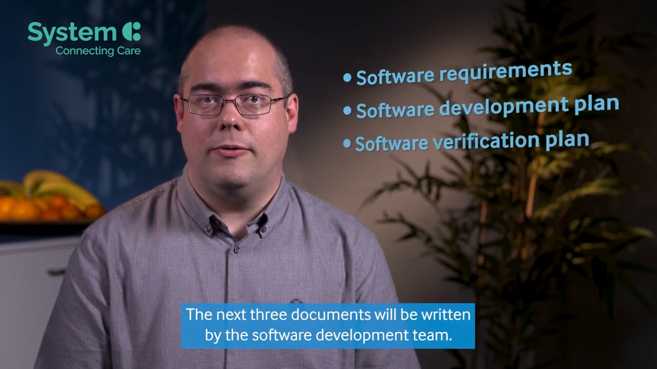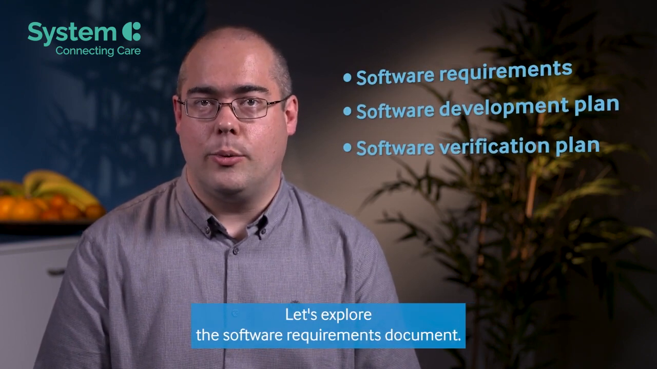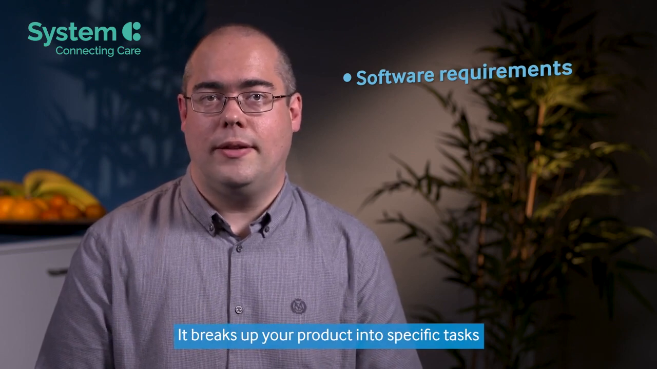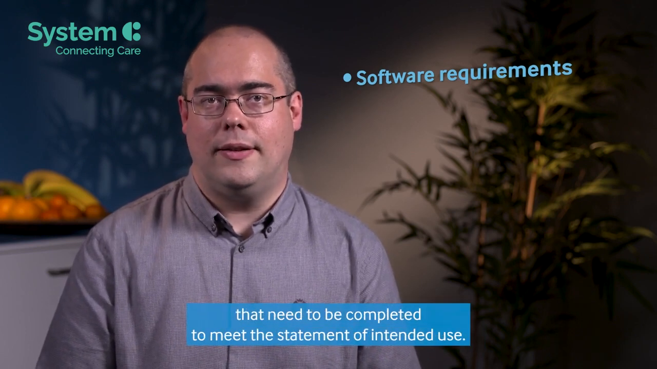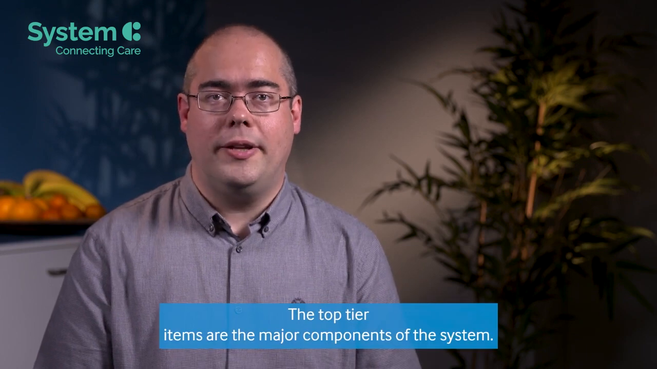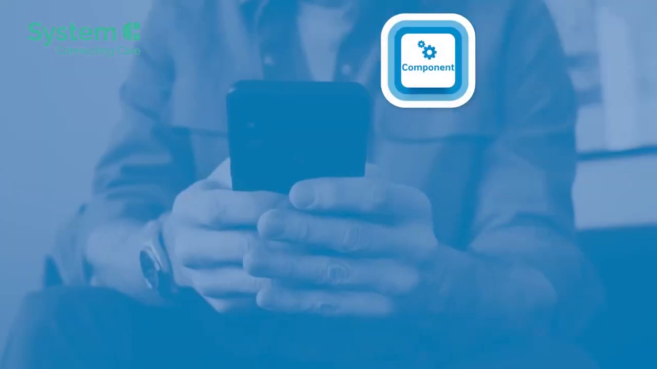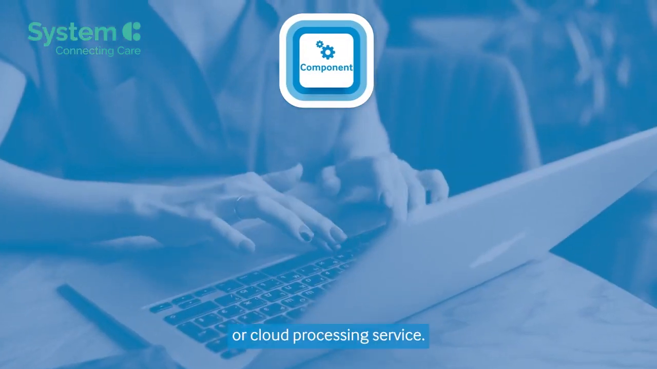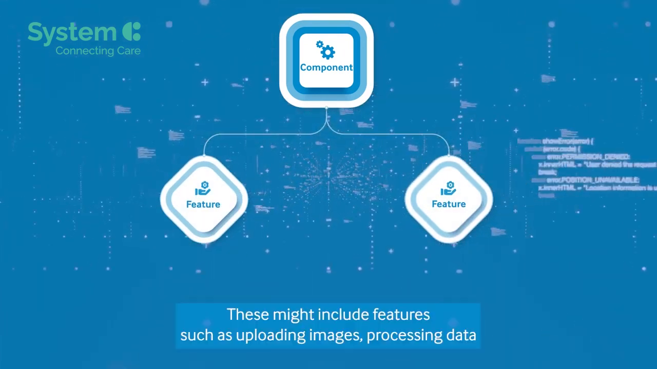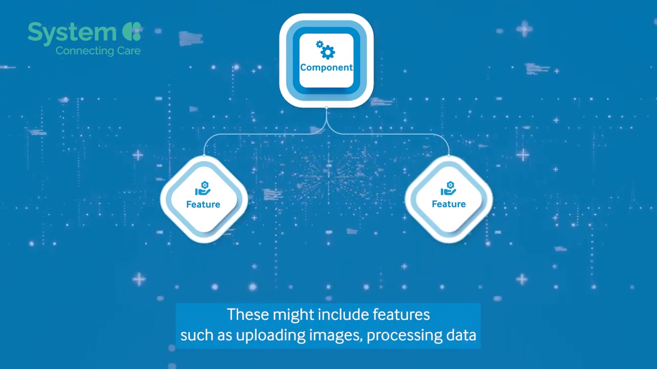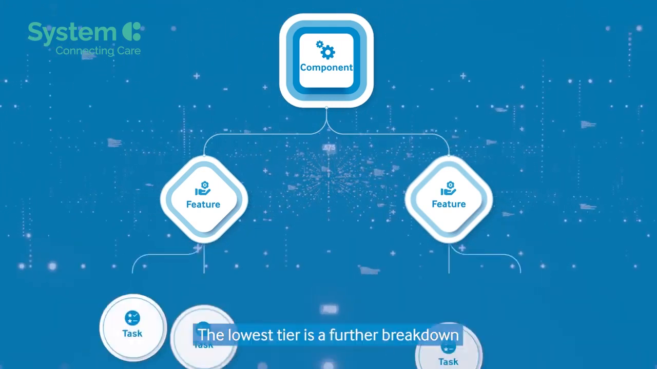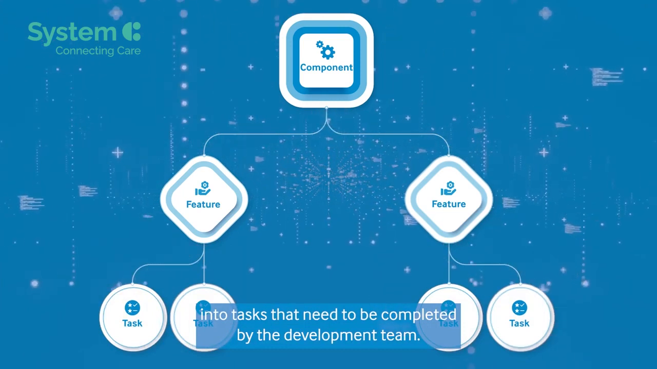The next 3 documents will be written by the software development team. Let's explore the software requirements document. It forms the counterpart to the statement of intended use. It breaks up your product into specific tasks that need to be completed to meet the statement of intended use. We recommend using a 3-tier specification for requirements. The top tier items are the major components of the system. These may be a mobile app, a website, or a cloud processing service. The middle tier items are the features of each component. These might include features such as uploading images, processing data with your algorithms, and how your users will log in to use the system. The lowest tier is a further breakdown into tasks that need to be completed by the development team.